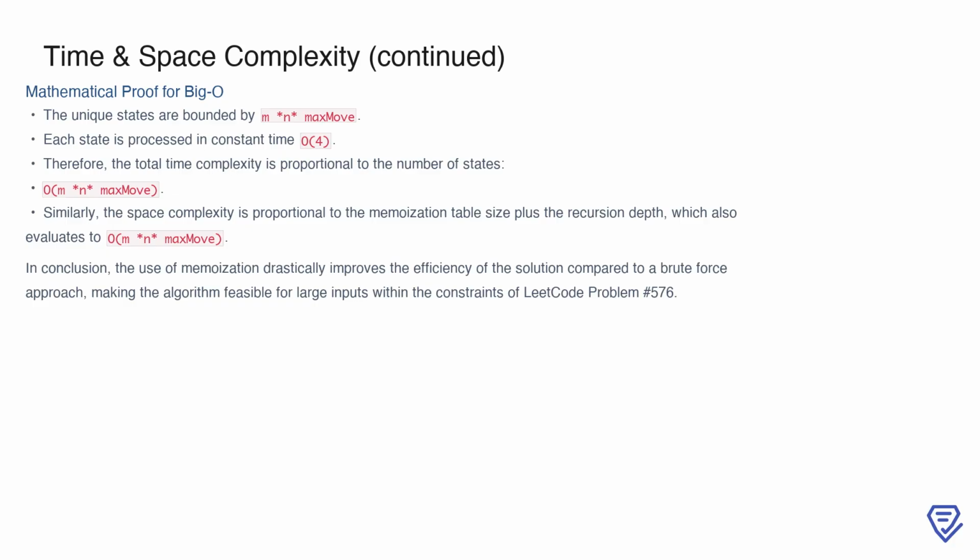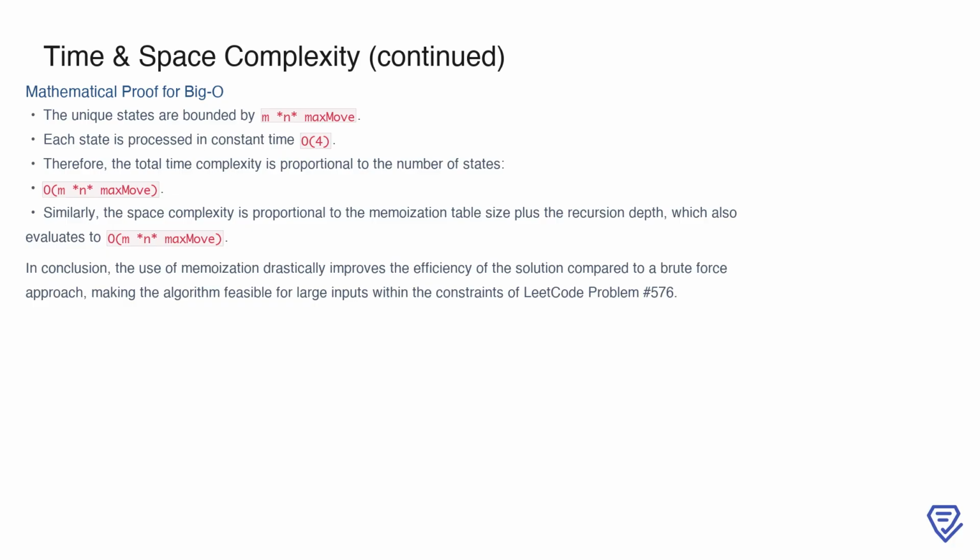Similarly, the space complexity is determined by the size of the memoization table, which is proportional to the number of states, and the recursion depth, which is proportional to max move. Adding these together, the total space complexity is also m * n * max move. This demonstrates how memoization dramatically improves efficiency, making the algorithm scalable and practical for large inputs within the constraints of this problem.